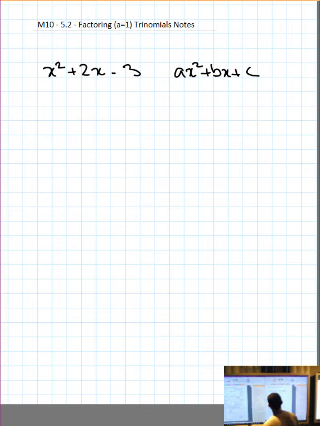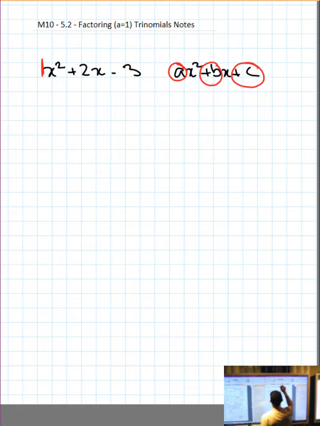And in English, A is the number to the left of the x squared. B is the number in front of the x term. C is the number all by itself. Notice I didn't forget the sign. So if ever I don't see a number in front of something like x squared, I'm going to put a 1 in front.